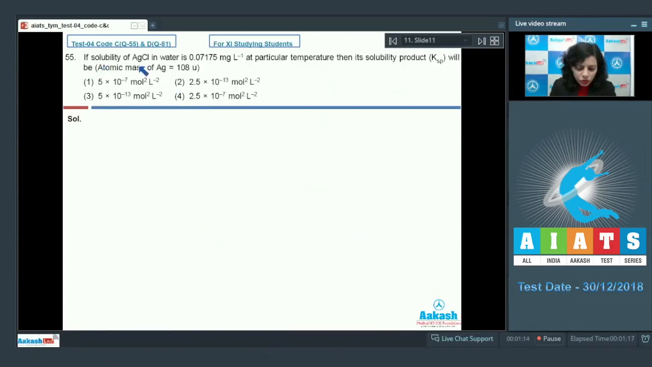Question number 55. If the solubility of AgCl in water is 0.07175 milligram per liter at particular temperature, then its solubility product KSP will be. Atomic mass of Ag is given, that's 108 U. So here the most important thing that is given is the amount of this AgCl, but it is in mg per liter, that you should know. And you just have to find out the KSP value for this. So first we'll deal with the solubility. Solubility is mole per liter amount. So we have the mass in mg per liter.